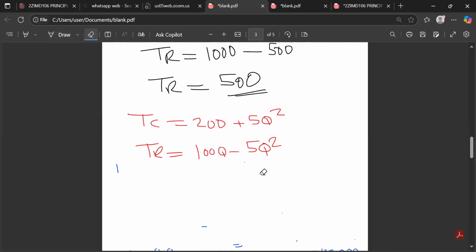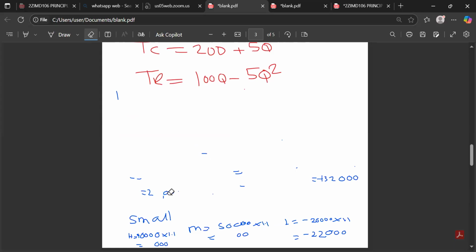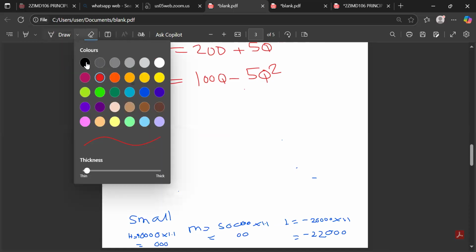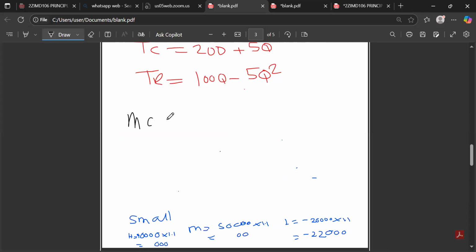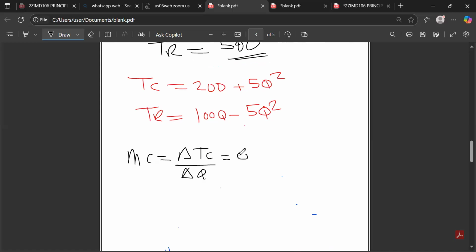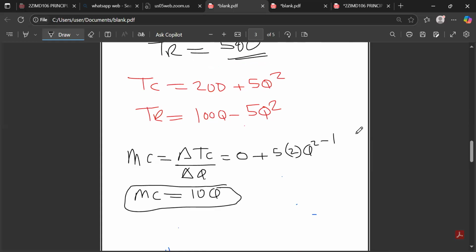Yes. So now, if they ask you to find the marginal cost, what do we do? We differentiate the total cost. You get the point, right? So our marginal cost will be the change in total cost over change in quantity. So just differentiate. This constant 200 will be 0, you remember? Then plus 5, 2 drops, Q to the power 2 minus 1. So what will our marginal cost give us? Only 10Q. Are we together?